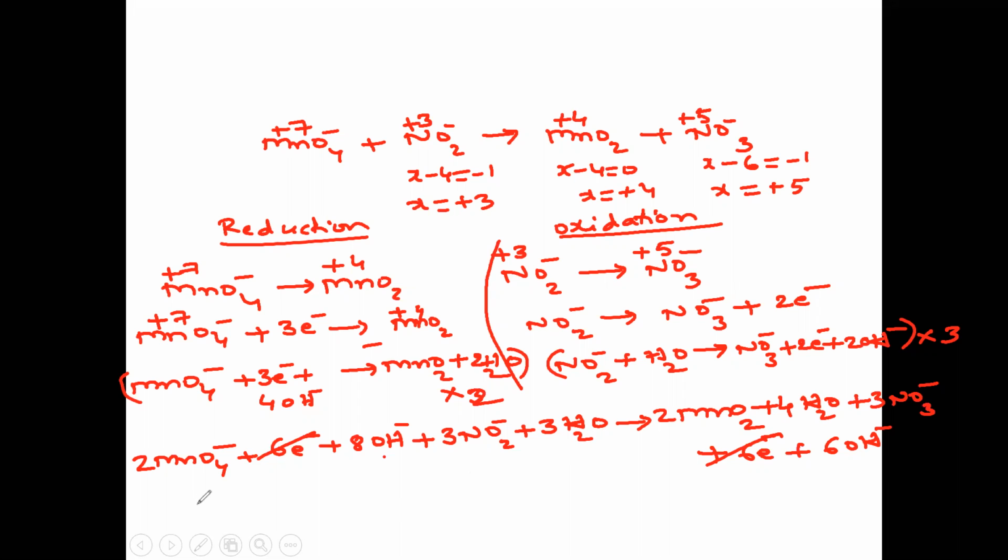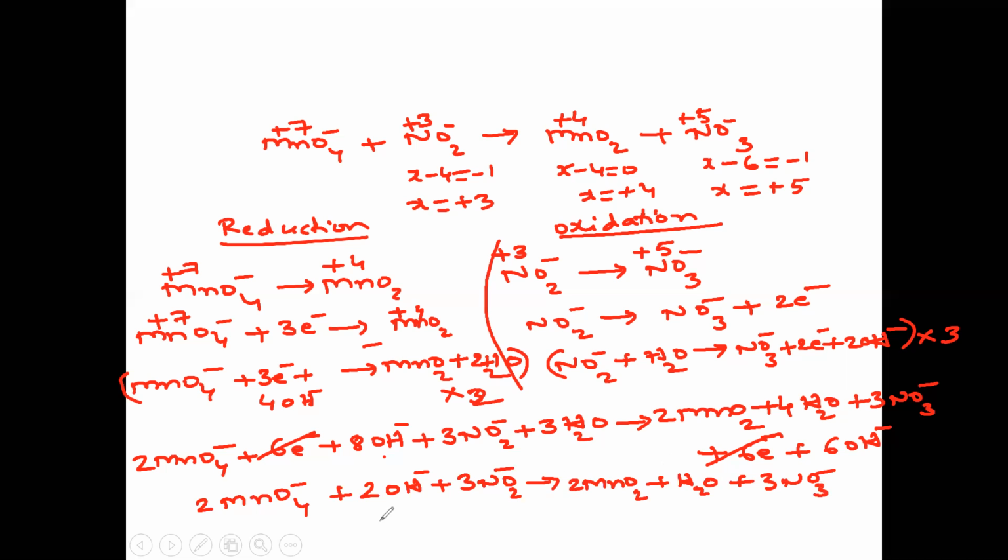So the final equation: 2 MnO4 minus plus 8 OH minus is bigger than 6 OH minus, so we bring the 6 OH to this side, so it becomes 2 OH minus, because 8 minus 6 is 2, plus 3 NO2 minus. And 3 H2O on this side, and 4 H2O on that side, so bring these water molecules to that side, so it becomes 2 MnO2 plus 4 minus 3, 1 H2O, plus 3 NO3 minus. So this is the final equation. I hope it is clear.